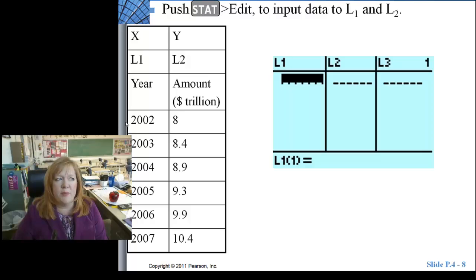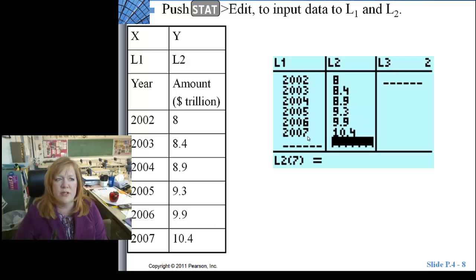Now then, if you're going to input the data, remember your X's are your L1s, and those are these amounts, 2002 through 2007. So type those in. At the end of each one, hit enter, and it'll take you to the next line. Use your right arrow to arrow over to this column to put these in. So pause it here until you've got those all inputted.